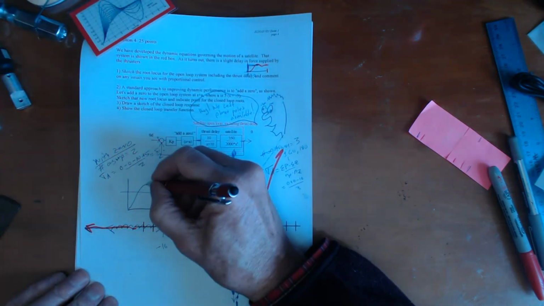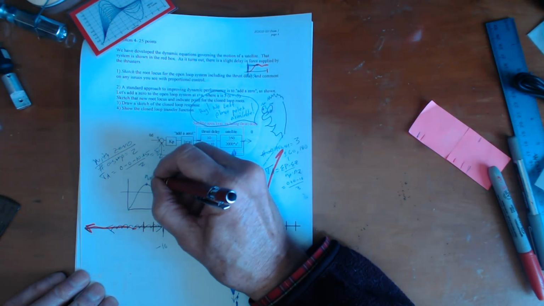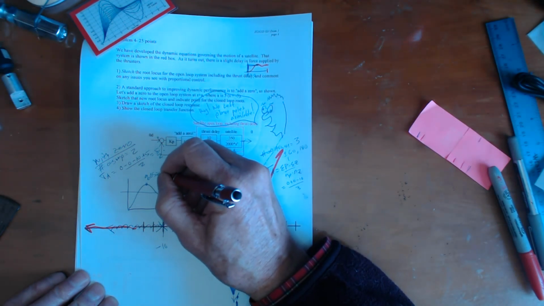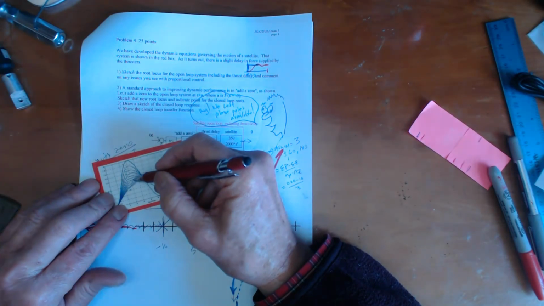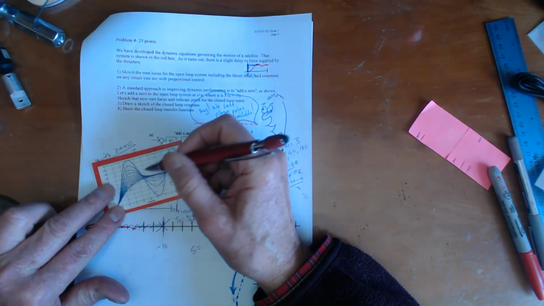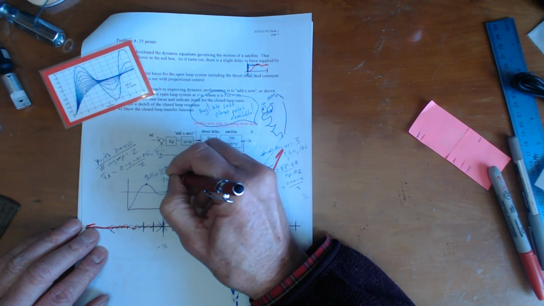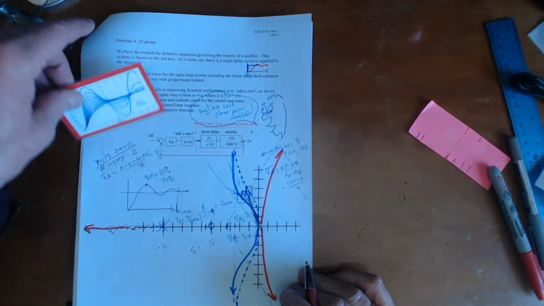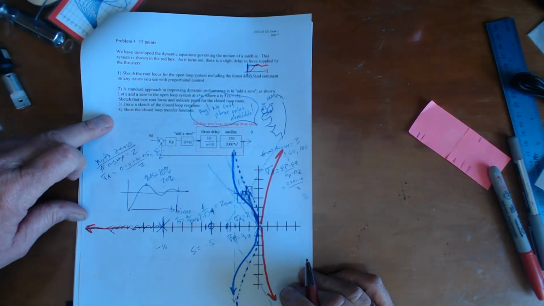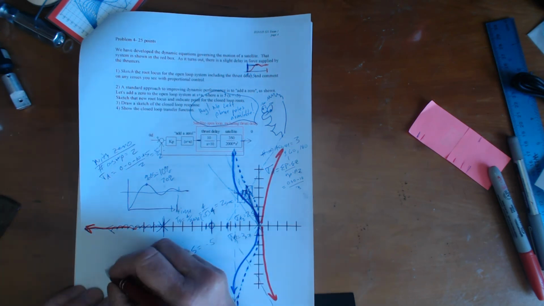Does it have my peak time? Maybe percent overshoot is maybe 10 or 20%, something like that, if you want to put some things there. So here's what the sketch of my locus looked like. And then it says show the closed loop transfer function.